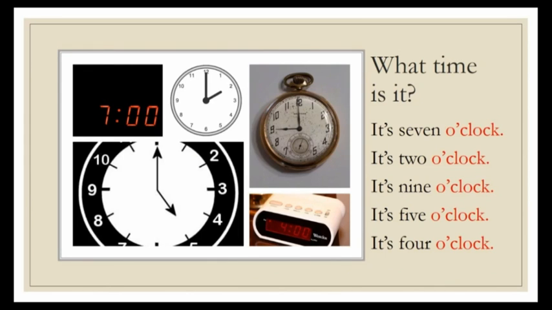I'm sure that you all remember this. When it is a full hour, we add o'clock to a number. For example, it's 7 o'clock. It's 2 o'clock. It's 9 o'clock. It's 5 o'clock. It's 4 o'clock.